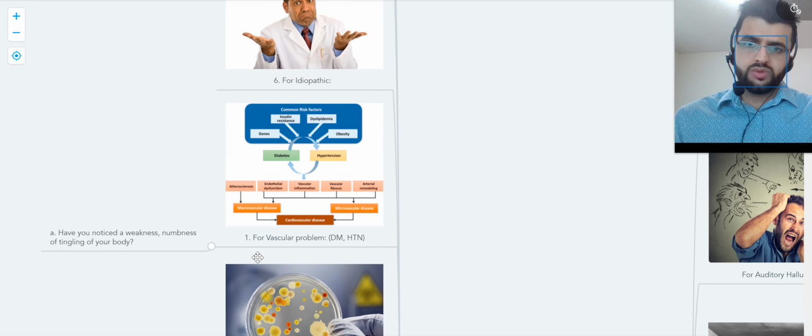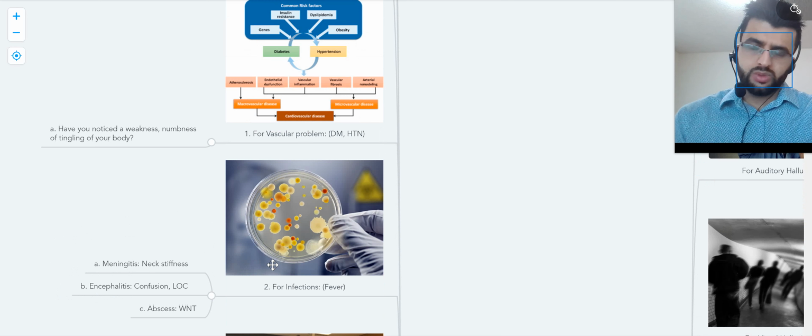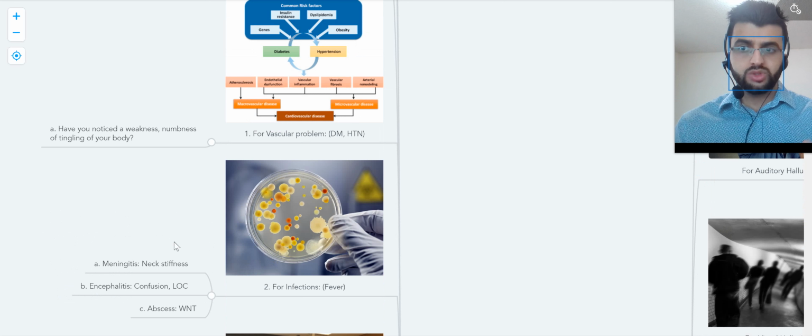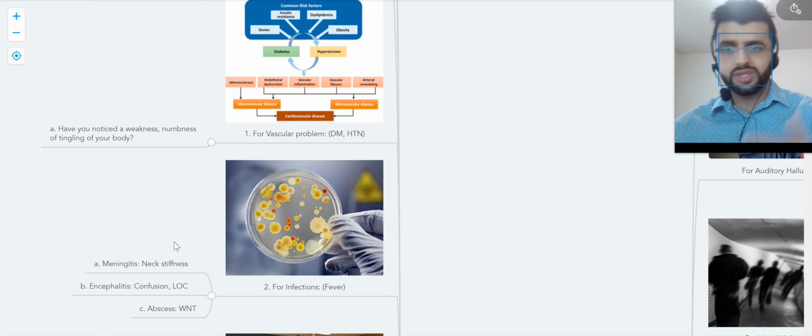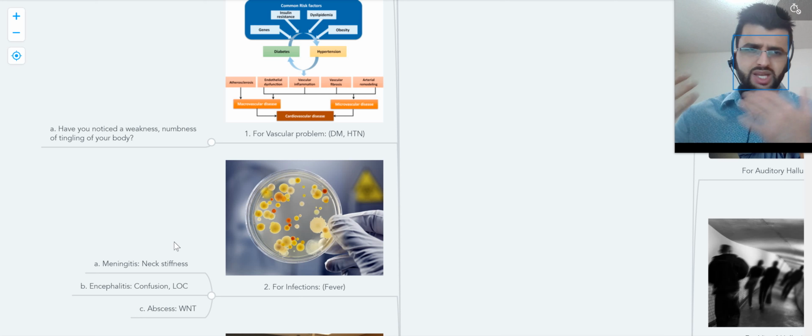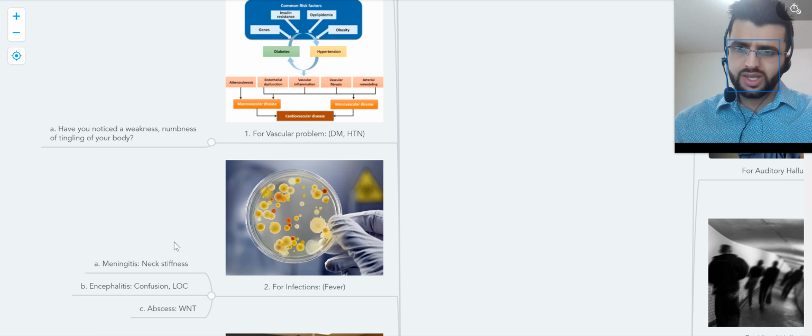For idiopathic, there's no question about it. For vascular disorder, stroke, we ask about a history of diabetes and a history of hypertension. We also ask about stroke symptoms. I call it WNT: weakness, numbness, and tingling. Did you feel weakness anywhere in your body? Any numbness, any tingling?